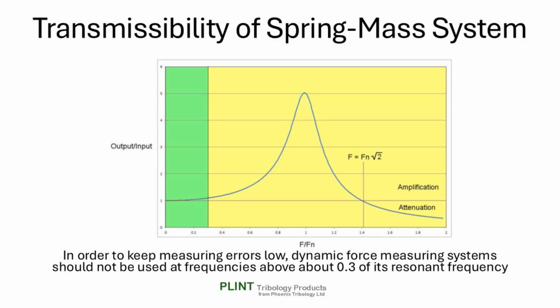It is generally accepted that to keep measurement errors low, a force measuring system should not be used at frequencies above about 0.3 of its resonant frequency. It is standard practice to apply input filtering to limit the signal bandwidth accordingly.